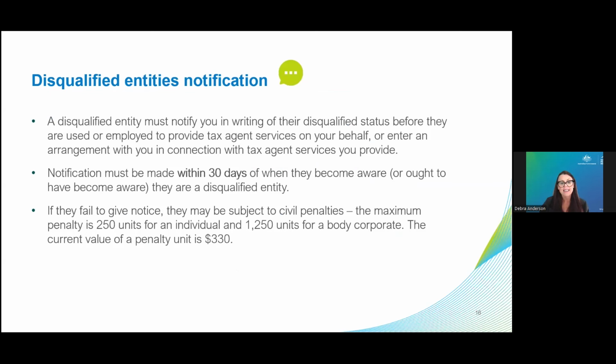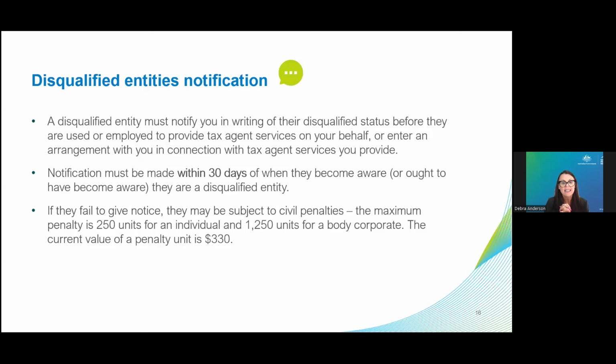So a disqualified entity must notify you in writing of their disqualified status before they are used or employed to provide tax agent services on your behalf, or before they enter into an arrangement with you in connection with providing tax agent services. If a disqualified entity is currently used or employed to provide tax agent services on your behalf or in an arrangement with you, they must also notify you within 30 days of when they become aware or ought to have become aware that they are now a disqualified entity.